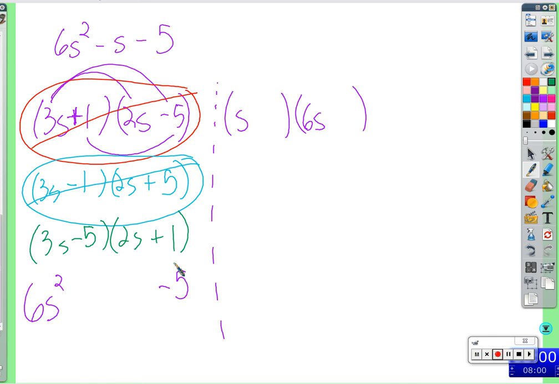It's got to be different because now, see this one, 3 was multiplied by 5, giving us 15. Now it's 3 times 1. So it doesn't give us 15 like before. So 3S times 1 is 3S. Negative 5 times 2 is negative 10S. Is that right? Did that work out? Didn't work out. What were we supposed to get? Negative S. What did we get? We got negative 7S.